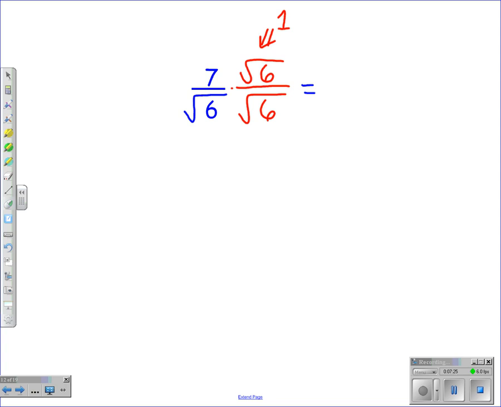Square root of 6 times the square root of 6 is 6. And on the top we have the 7 times the square root of 6. And this is where we'll stop. As long as there's not a radical in the denominator, we can write our answer. If there is a radical in the denominator, you need to multiply by that radical over itself in order to get rid of the radical in the denominator.